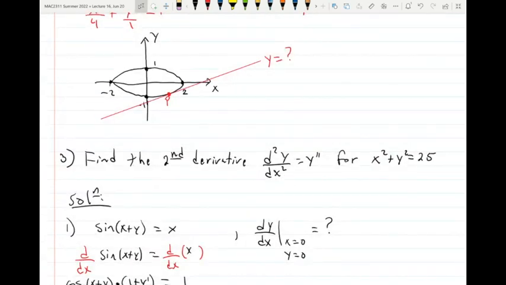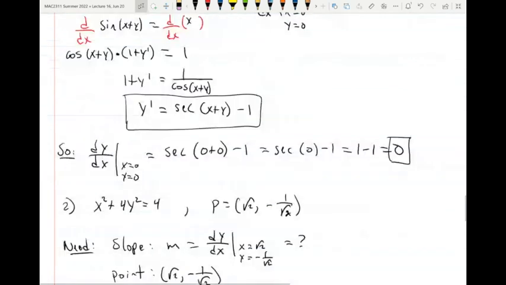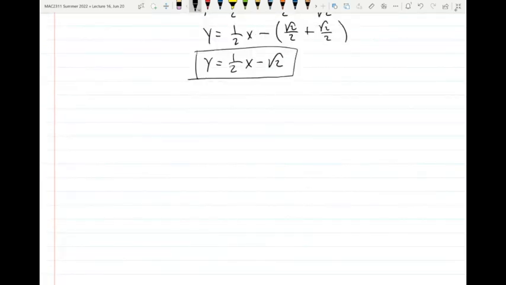So let's find the second derivative of this circle. We have x squared plus y squared equals 25. And then our job is to find y double prime. So, what do you think the strategy here is? So we find the first derivative, and then we find the derivative again. Now, you need to understand that the first derivative will be an expression involving both x and y. So when you take the derivative again, you still need to use implicit differentiation. Okay?